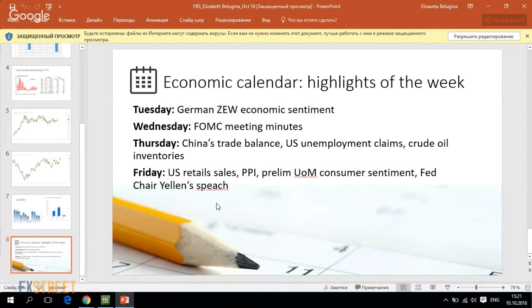So what do we have coming? On Tuesday, Germany will release the economic sentiment indicator. Last week, data from Germany was rather good, so it is interesting how things are with this indicator.